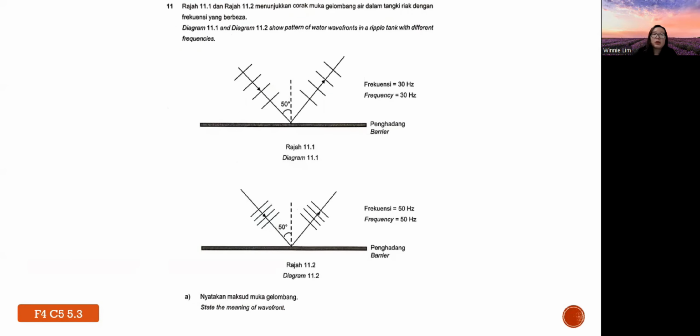So the last essay question is under waves. Diagram 11.1 and 11.2 show patterns of wavefront in a ripple tank with different frequency. So what is the meaning of wavefront? As you can see in the diagram, the lines that you see are called wavefronts, and the distance here is called wavelength. A wavefront is an imaginary line that joins all points at the same phase in a wave.